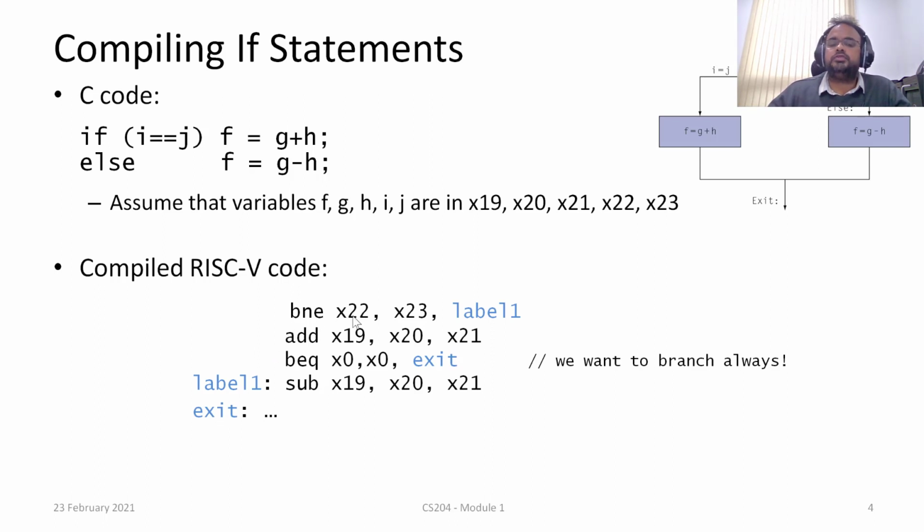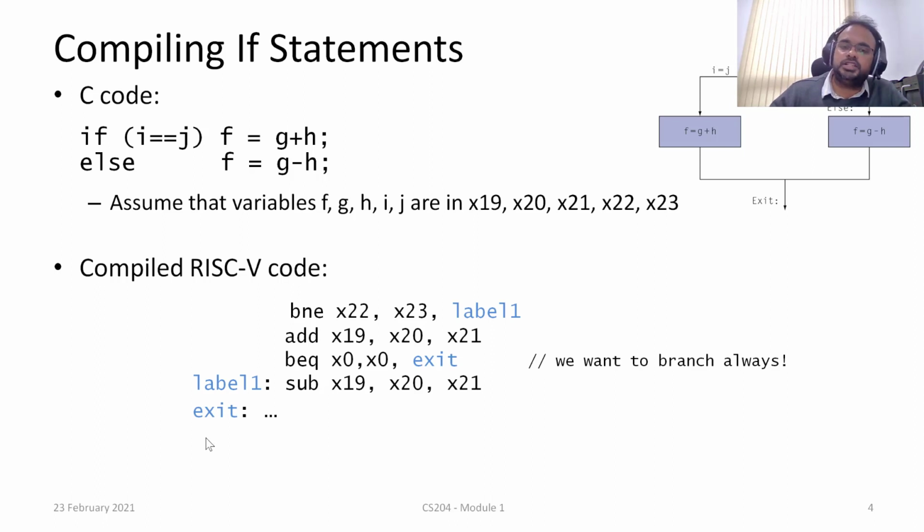Now, if the values in x22 and x23 are equal, then obviously we do not branch to label 1, but instead we go to the next sequential instruction, which is add x19, x20, x21. So here we sum g and h and write it into x19, and after that we are including another additional branch instruction, which is beq x0, x0, exit. What this does basically is it compares the value in x0, which is always 0, with itself, and it jumps to exit. It means that we are always taking this branch.